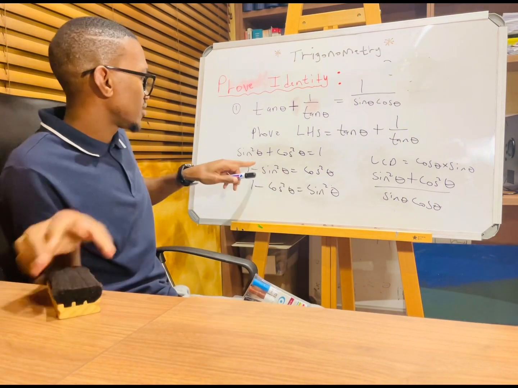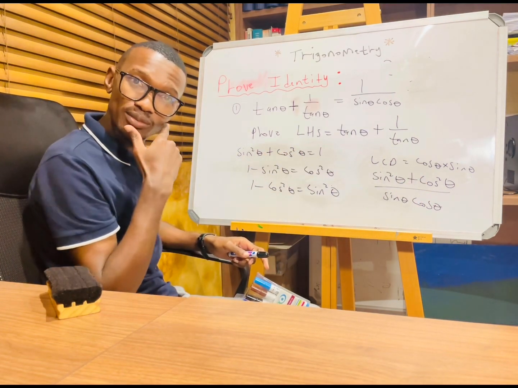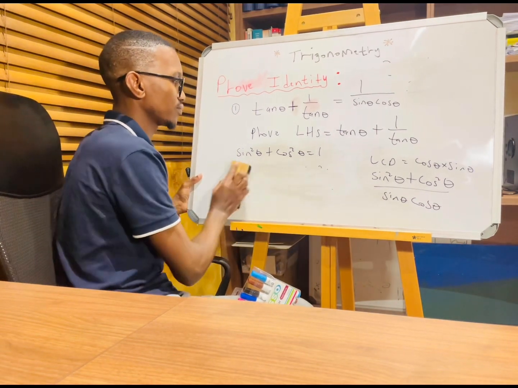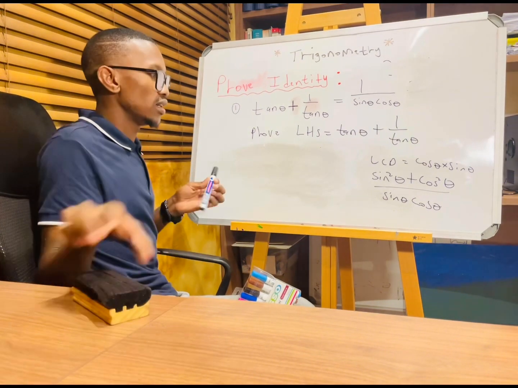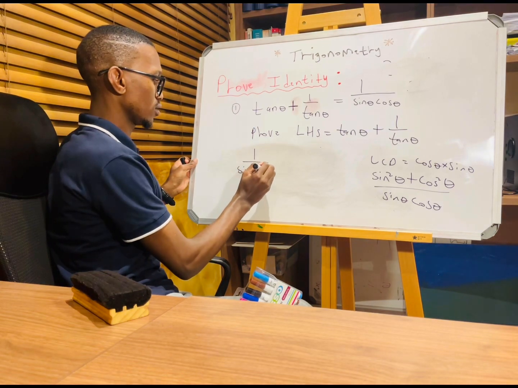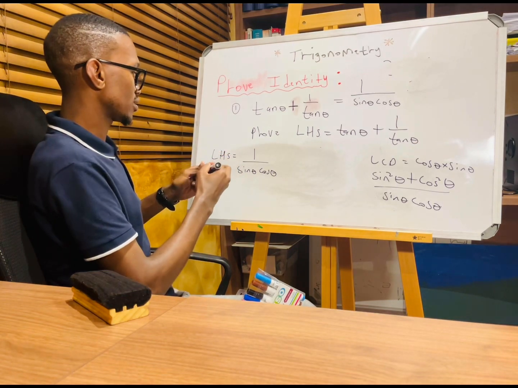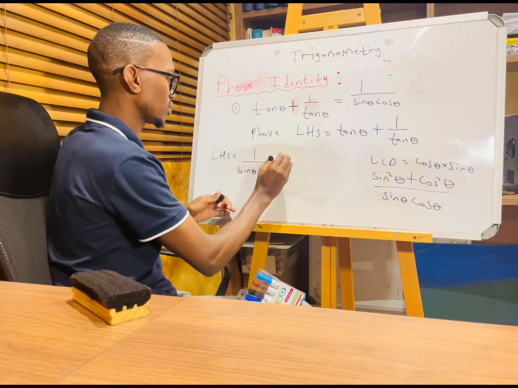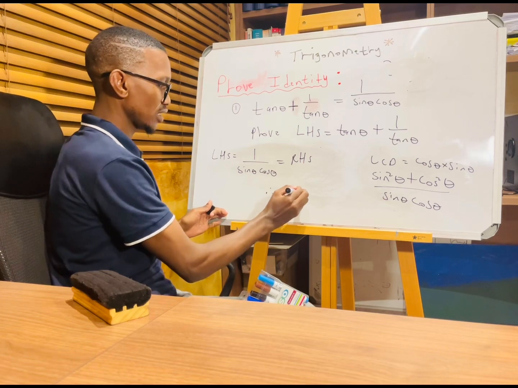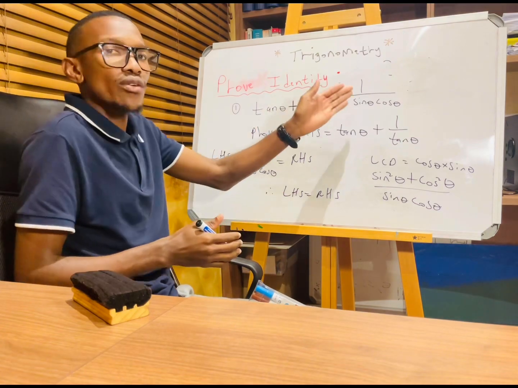The goal is to show that sine squared plus cos squared gives us 1, meaning that I can apply this here. James, how did you get that? You must know the basics, eh? Then check. Now I'm going to have 1 over sine theta cos theta. So the left-hand side equals this, which equals the right-hand side as well. Therefore, the left-hand side equals the right-hand side. We have proved, guys, that the left-hand side equals the right-hand side.